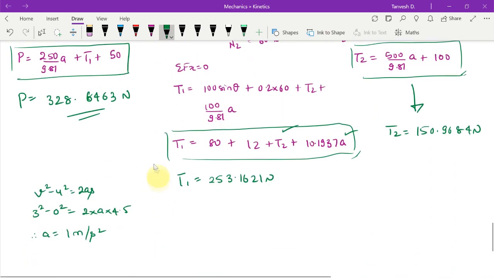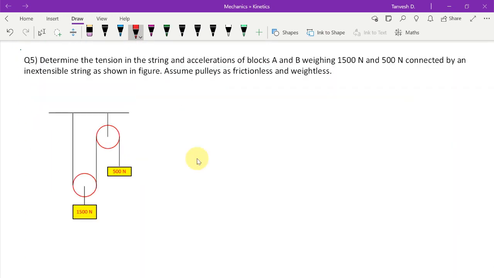Let us move on to the next numerical. So what is given in the question is, we need to determine the tension in the string and the accelerations of blocks A and B weighing 1500 Newton and 500 Newton connected by an inextensible string as shown in figure. Assume pulleys as frictionless and weightless.